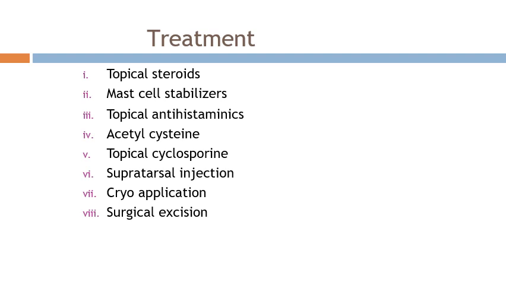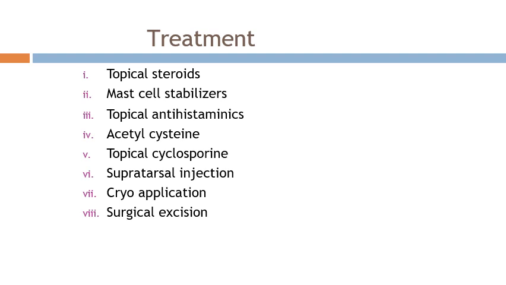Coming to the treatment part, before that we should know that the patient will definitely have ropy discharge, a lot of itching, watering, a lot of redness, photophobia and discomfort. We already learned that in allergic conjunctivitis. The same vernal conjunctivitis features will be there in keratoconjunctivitis also.